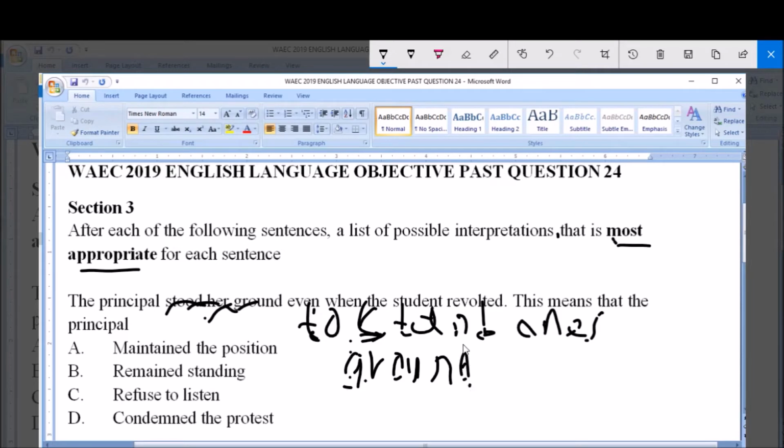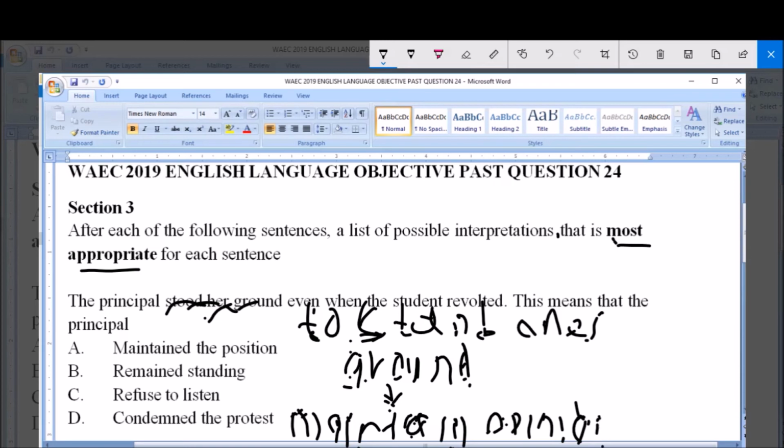Now, when someone stands one's ground, it means that the person maintains their opinion. So, maintains. To maintain an opinion or your belief or position about something. That is what it means to stand one's ground.